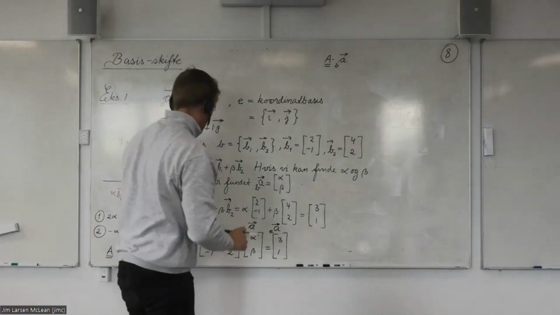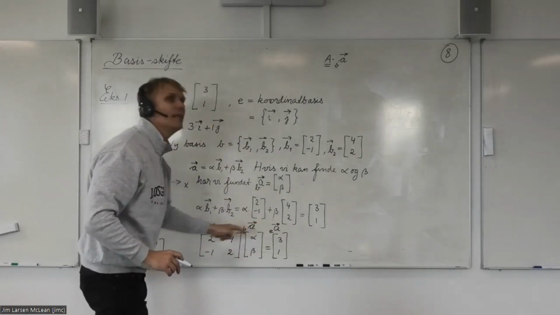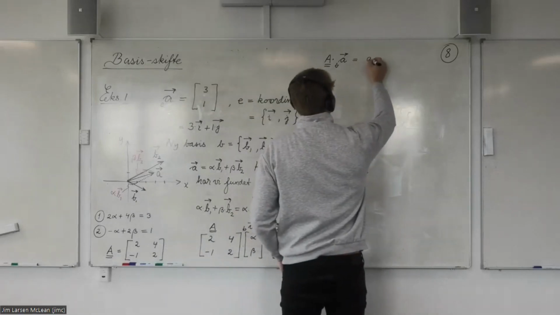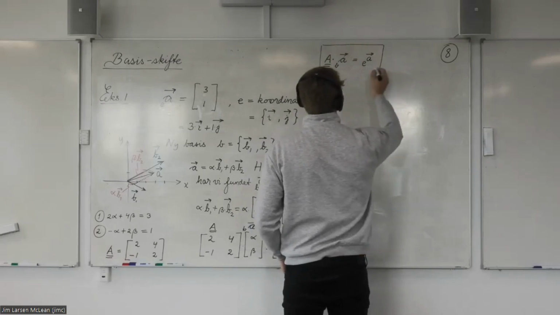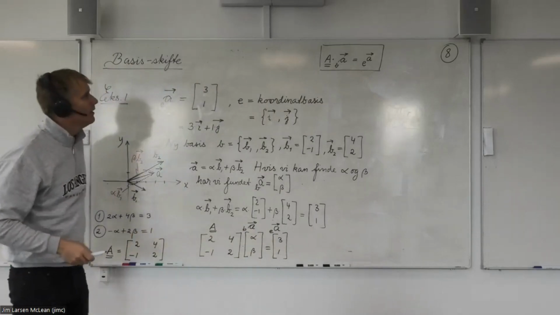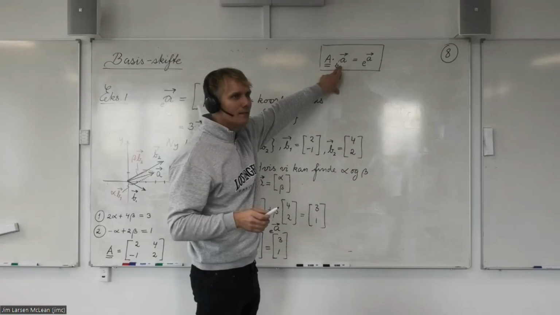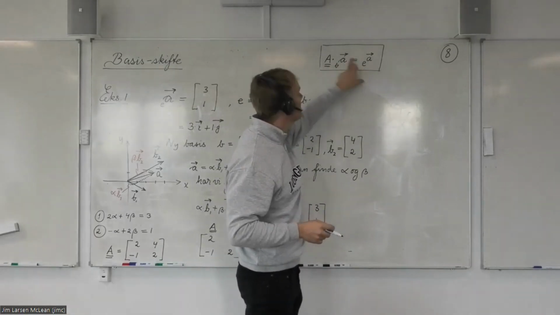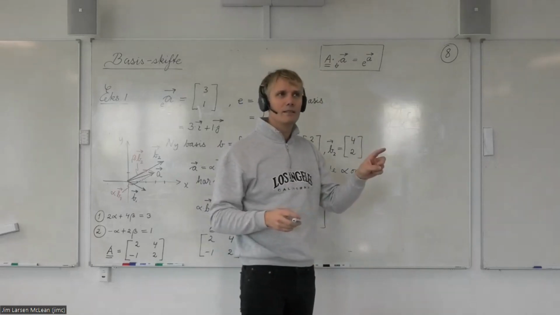So what I can write down is that matrix A times A in B coordinates will give me A in E coordinates. This is important, what is written here. And that tells me how to go from the new B coordinates in the new B basis to the old ones. And it is easy. You just have to multiply by matrix A. And you have that matrix A available.